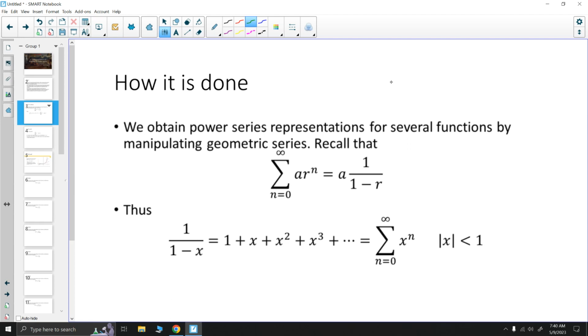And as a reminder, that really just comes from our partial sum. S sub n is equal to a times 1 minus r to the n over 1 minus r. And we take the limit as n approaches infinity of this thing. And as long as the absolute value of r is less than 1, then r to the infinity would go to 0. So 1 minus 0 would just be 1, leaving 1 minus r. So that's, again, our geometric series.